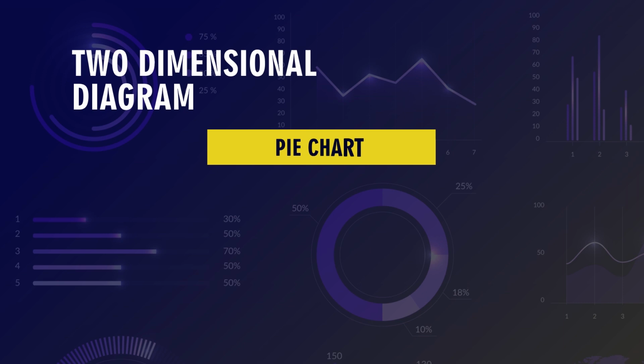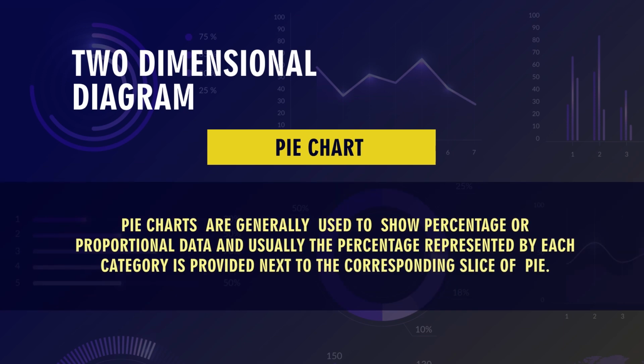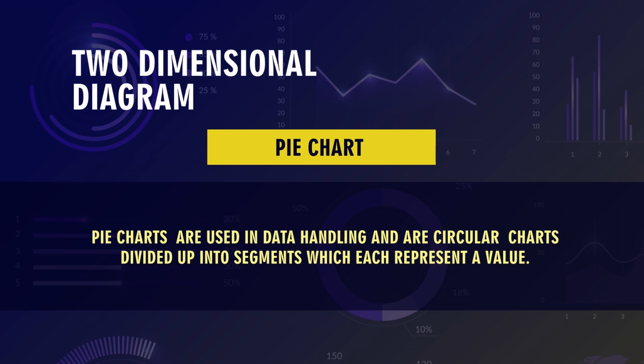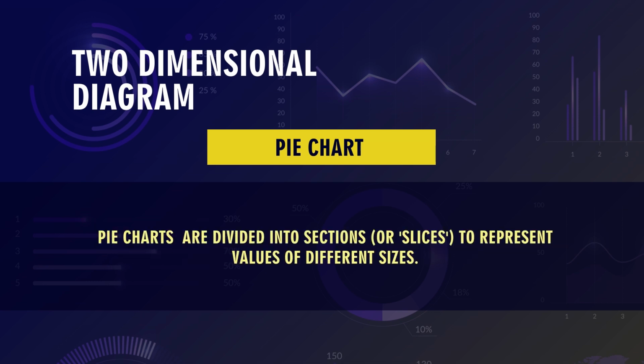So anyway, we start with the pie chart, which is a quite familiar diagrammatical way of presenting data. Pie charts are generally used to show percentage or proportional data, and the percentage represented by each category is provided next to the corresponding slice of the pie. Pie charts are used for displaying data for around 6 categories, and are used in data handling. They are circular charts divided into segments which each represent a value, divided into sections to represent values of different sizes. For example, in a pie chart, the circle represents a whole class.